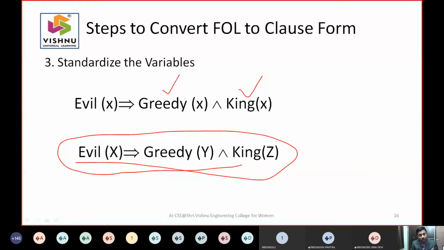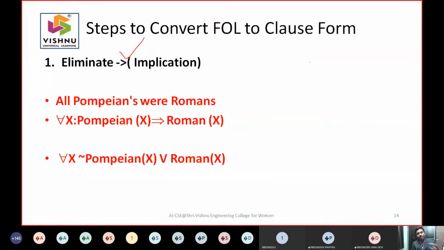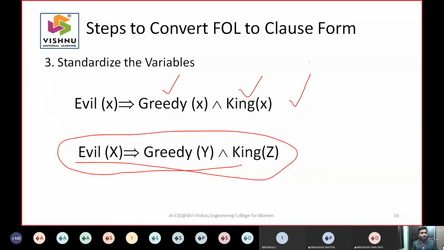I'm talking about three different statements, then three different variables. So here x is a Pompeian, then x is a Roman. That is the reason we can use only single variables. So standardization of variables in terms of the number of statements.